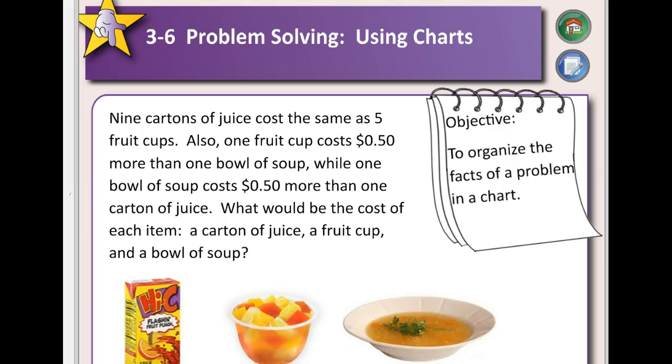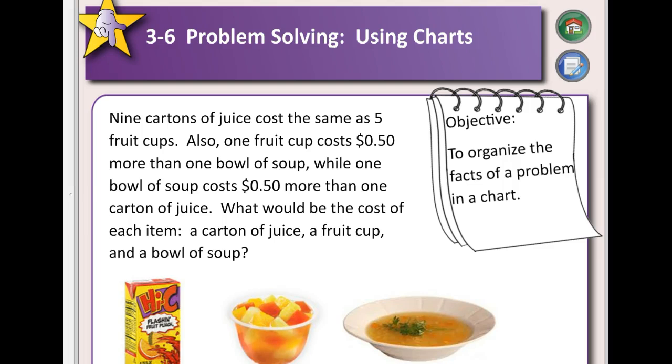So I'm starting out with this first problem. We're not going to solve it first. We're going to actually look at it at the end and solve it at the end because I want to work a few easier ones first. But if you read this story problem, it says 9 cartons of juice cost the same as 5 fruit cups. 1 fruit cup costs 50 cents more than 1 bowl of soup, while 1 bowl of soup costs 50 cents more than 1 carton of juice. What would be the cost of each item? A carton of juice, a fruit cup, and a bowl of soup. And I'm going to prove to you when we get to the end of the lesson that charts are very helpful to solve these kind of problems. But we're going to start with some easier problems first.